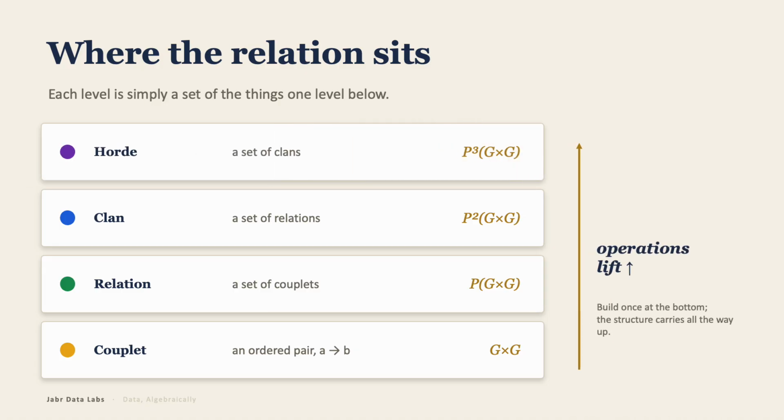Let me put the relation where it belongs. Here's the tower again. The couplet sits at the foot, an element of G times G. Climb one step and you reach the relation, a set of couplets, which we write P of G times G, the power set, meaning all possible sets of couplets. That single step from couplet to relation is the whole pattern of the tower in miniature. Take what you have and form sets of it. Do it again and you'll get clans, again and you'll get hordes. But it all starts with this first gentle move, gathering couplets into a set.